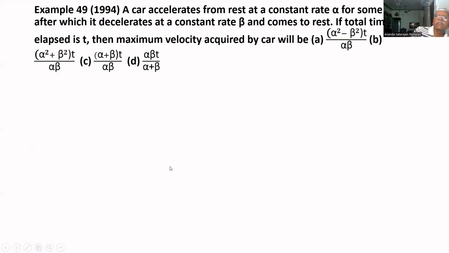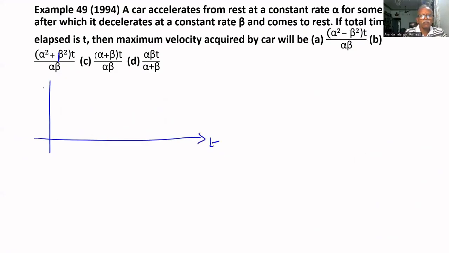A car accelerates from rest at a constant rate alpha. The car accelerates from rest, and this is time. Accelerates means velocity changes. It accelerates at a constant rate alpha for some time, after which it decelerates at a constant rate beta. Here alpha, here beta. This is velocity. Acceleration equals alpha, then acceleration equals minus beta.